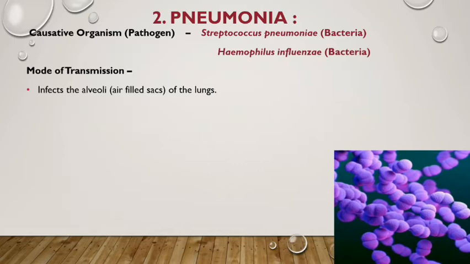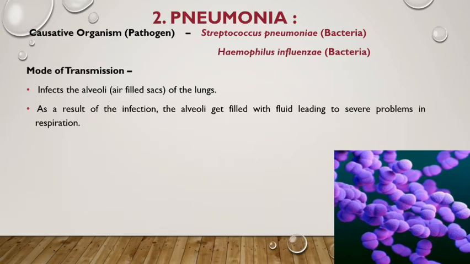As a result of the infection, the alveoli get filled with fluid, leading to severe problems in respiration. My dear student, we know that in our lungs these air bags, or alveoli, are meant for exchange of gases, like oxygen and carbon dioxide. Now see, in place of this exchange of gases, if that air bag is filled with fluid, and these fluids are produced by this pathogen, Streptococcus pneumoniae or Haemophilus influenzae.